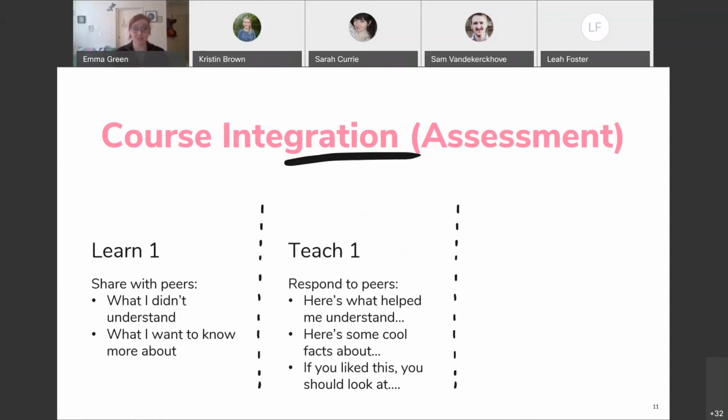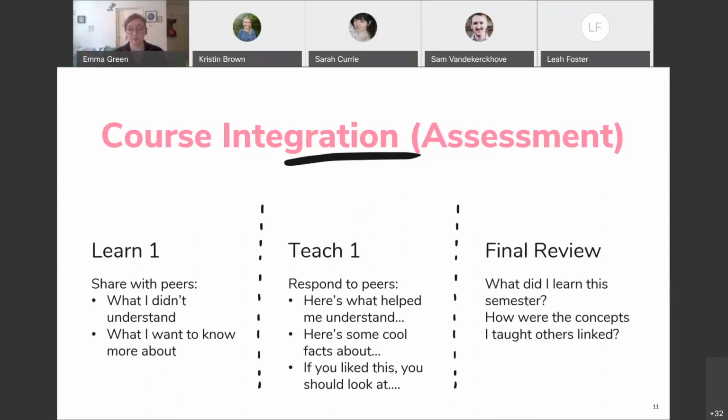And we also let students show their own expertise and their own strength of knowledge in a way that empowers them. So that way they no longer feel like they're just kind of hoarding knowledge away in the back of their head. They start being able to take on a bit of that role of teaching, which then can help them learn as they move through the course. And at the very end, we use a final review. And we ask students to reflect on what did you learn this semester and how were the concepts that you taught to others linked? And again, it helps them identify what did they learn, how did they help others, and it keeps building that community.